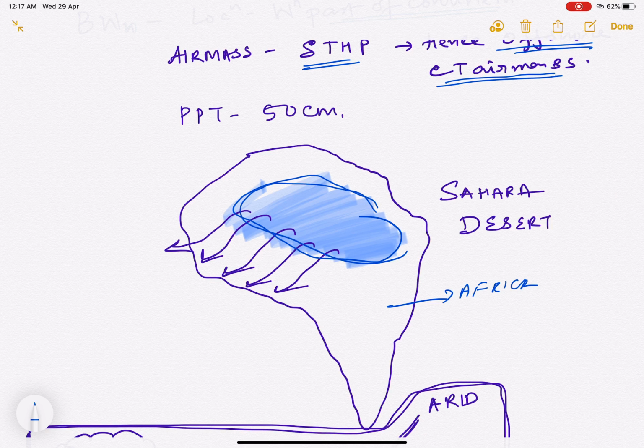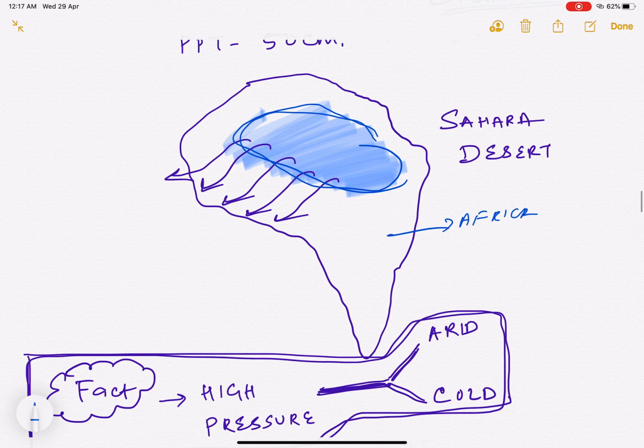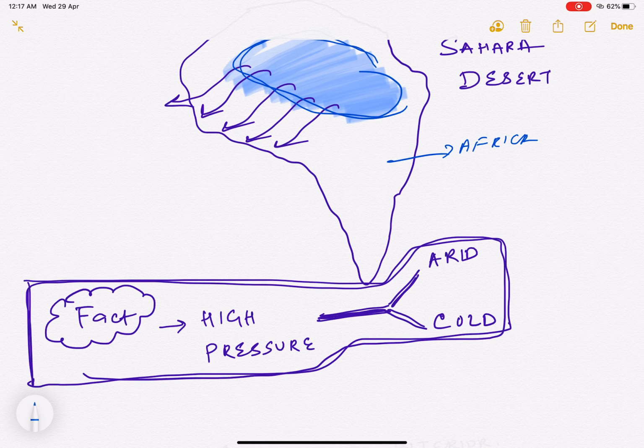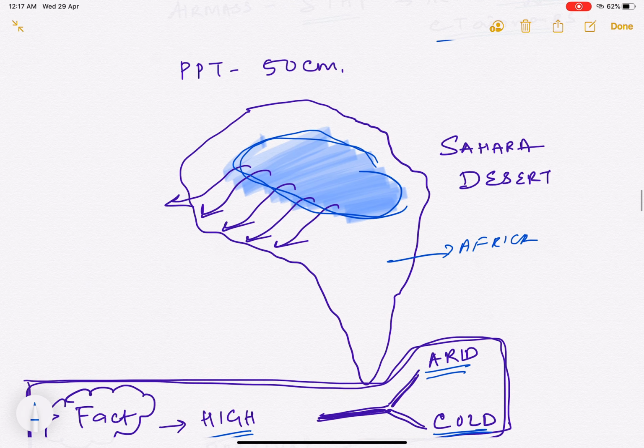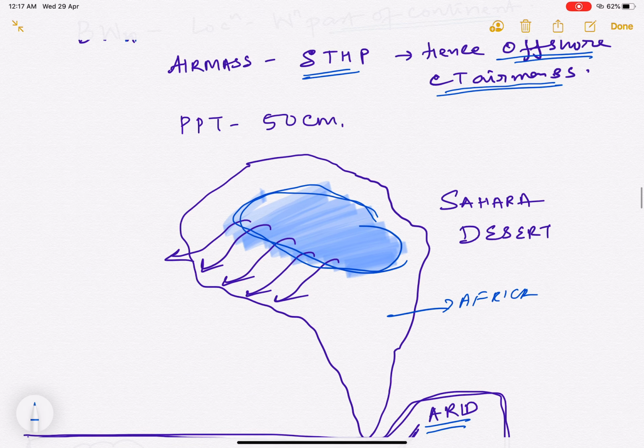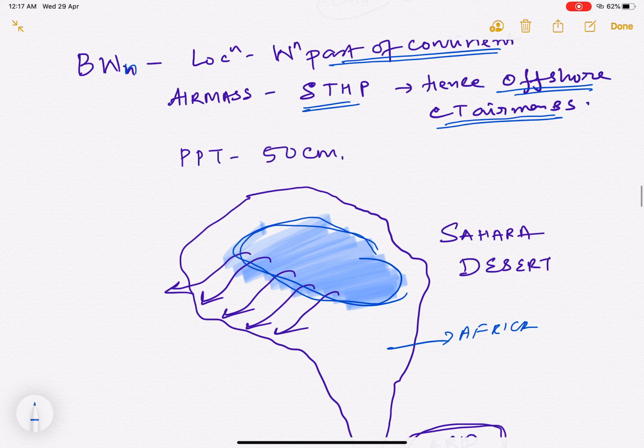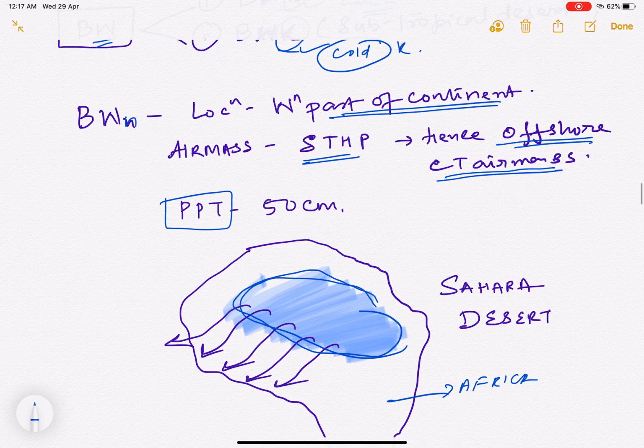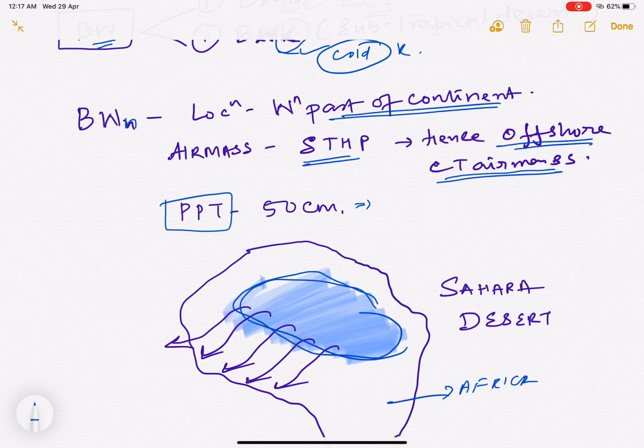Now one of you could ask me a question, sir, isn't this a very hot area, hence there should be low pressure? Basically I would say, please do not associate with that. Remember that high pressure can be associated both with the arid region as well as with the cold region. For this I'll make a separate video and explain it to you. Despite this, it receives 50 centimeter of rainfall. Why? This 50 centimeter is nothing but your torrential rainfall.